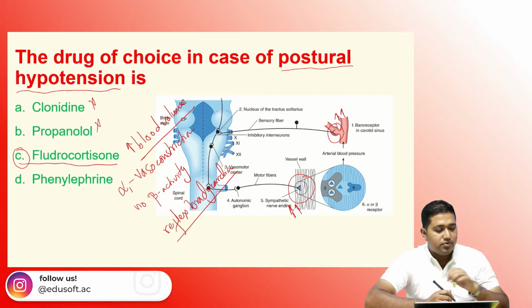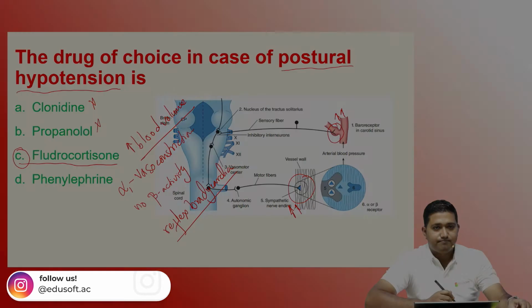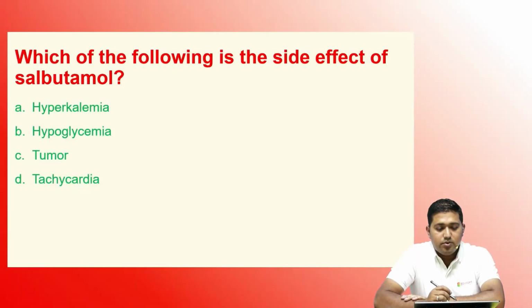So now let's move towards the next question. Which of the following is the most common side effect of salbutamol? The options are hyperkalemia, hypoglycemia, tremor, and tachycardia. Let's deal with this question.